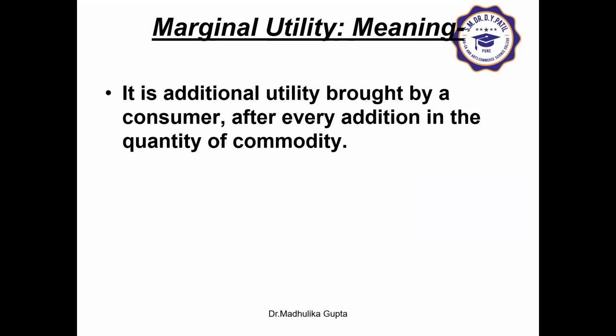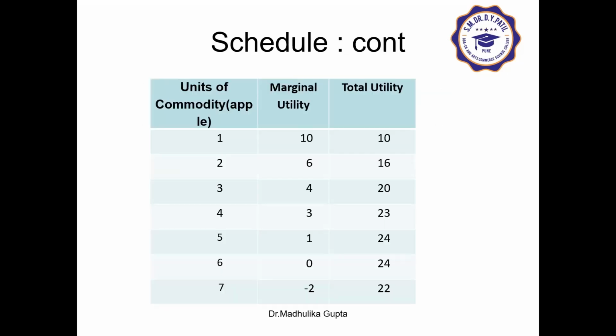So what is marginal? It is addition. Marginal utility is the additional utility got by a consumer after every addition in the quantity of a commodity. As you can see in the schedule, marginal utility can be positive, 0 or negative. Marginal utility is positive if, by consuming additional units of a commodity, total utility goes on increasing.